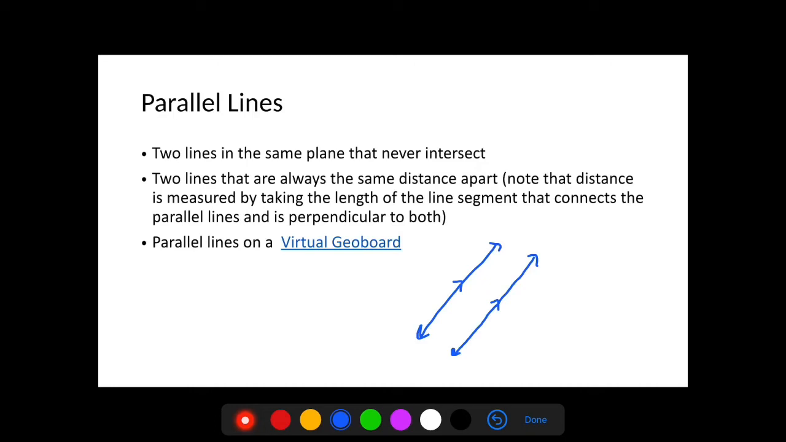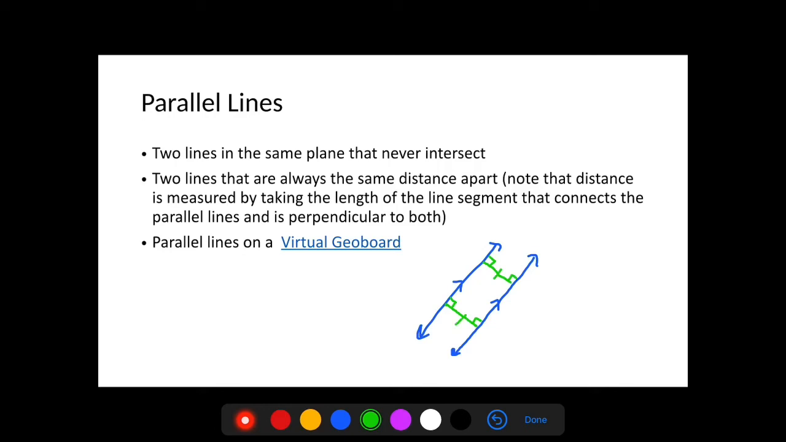We can also think about it as two lines that are always the same distance apart. And here we're talking distance that if I were to connect the two lines with a line segment, and that line segment was perpendicular to both of the lines, the length of that line segment would be the distance. So it wouldn't matter where I drew that line segment, it would always be the same length.